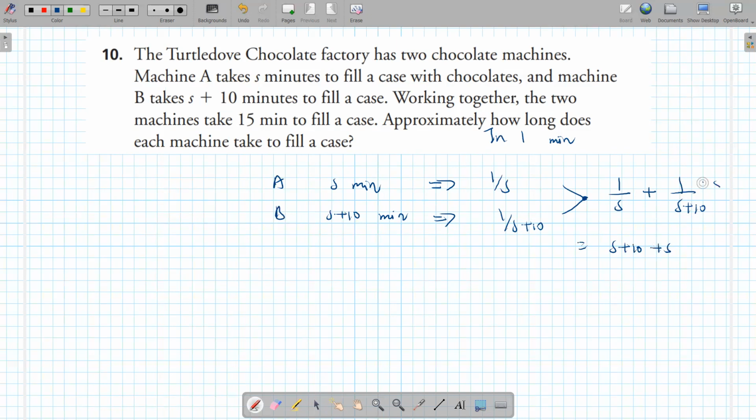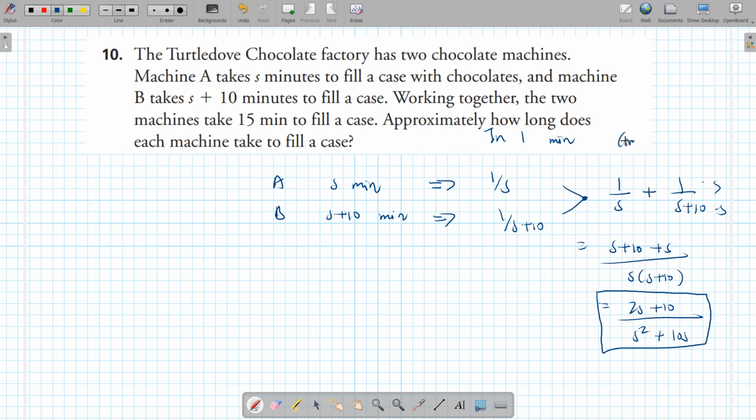So multiply this by S, multiply that by S plus 10. You will get something like this. So you get 2S plus 10 over S squared plus 10S. This is the proportion of the task they can do in 1 minute, okay? That is the combined 1 minute.